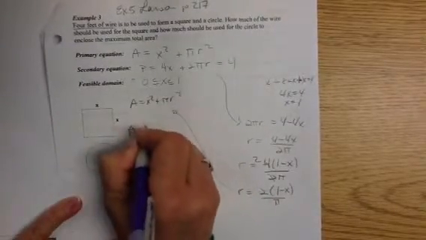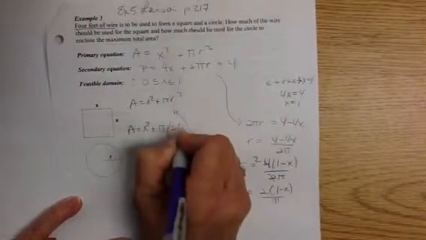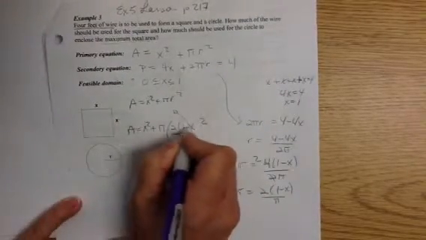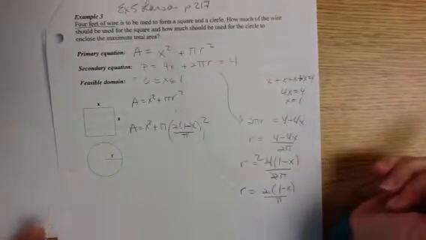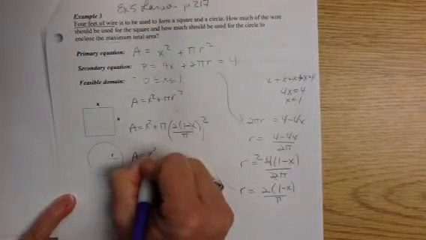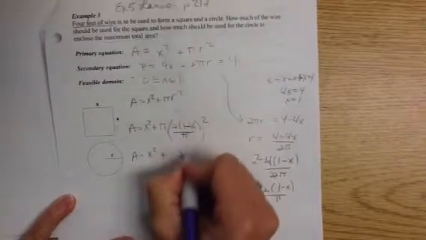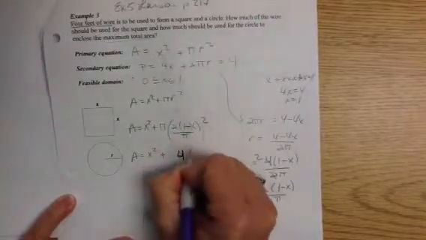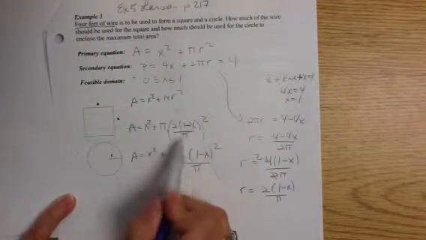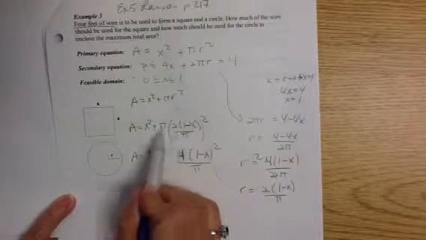So area is going to be x squared plus pi times (2(1 minus x)/pi), and I'm going to square it. So I've got to do a bunch of simplifying before I even take any derivatives. Area equals x squared plus, and what I'm going to have is this squared, so I'm going to have 4(1 minus x) squared over pi. Remember, you square everything, so 2 squared, and this would be pi squared, which cancels out one of those.